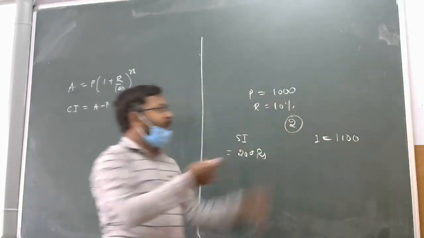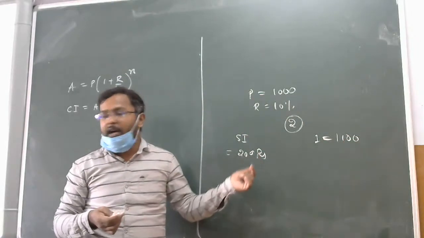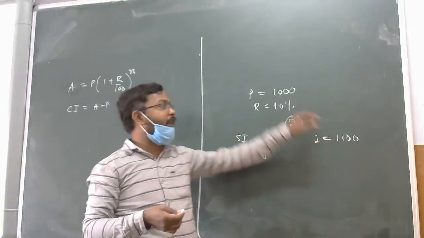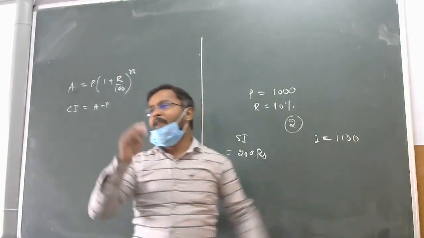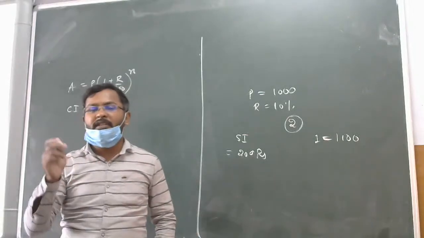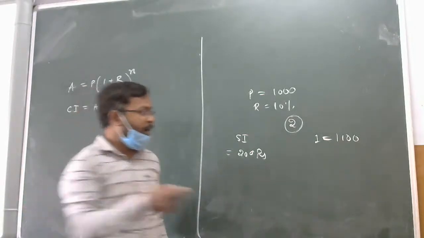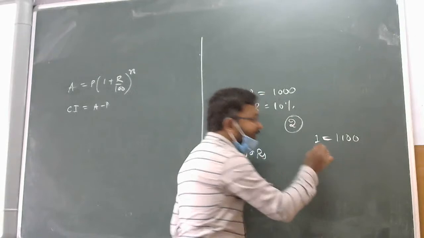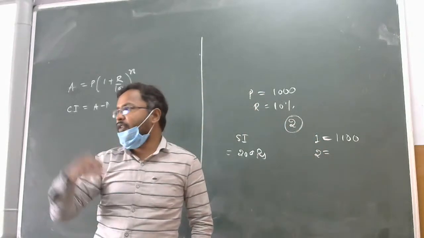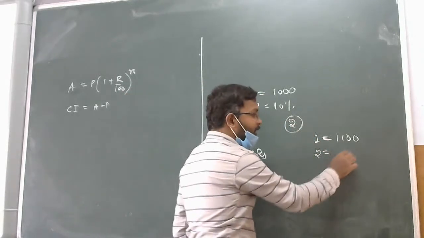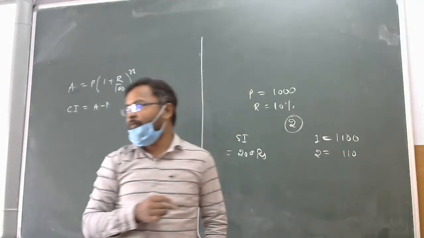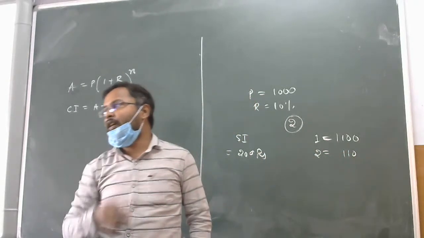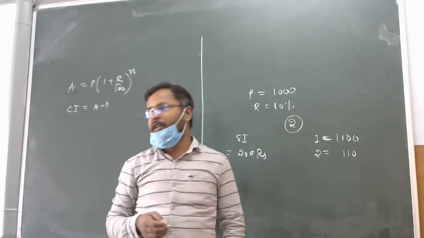After one year, 100 rupees interest will come, and that interest they will add with the principal. So after completion of 1 year, your principal is 1100. Based on this, they will calculate interest for the next year. So in the next year, they will be getting 110 rupees, 10% of 1100, it will be 110.